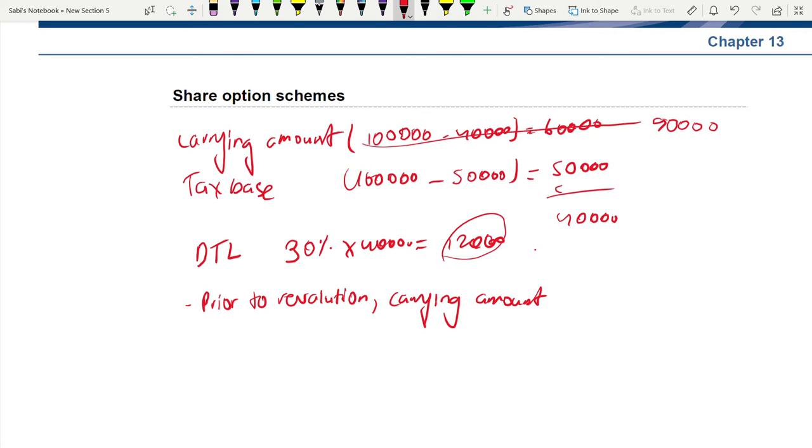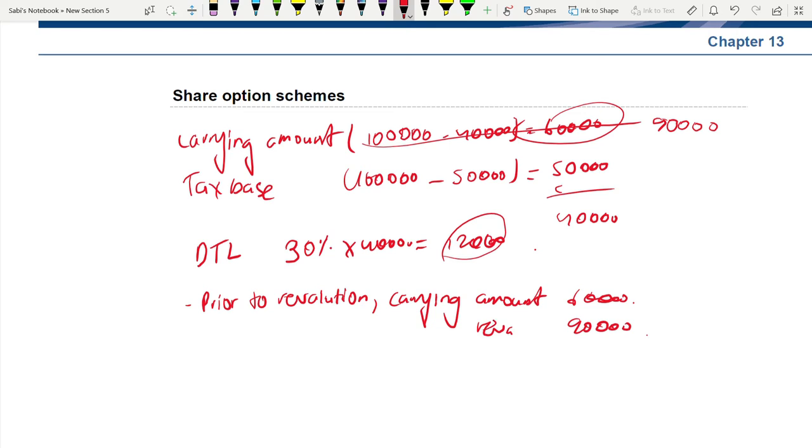Now we calculate 100 minus 40. So this 60,000 you can take, and you can even show in brackets 100 minus 40. Then the asset was revalued to 90,000. I'm just writing the figure, revalued.